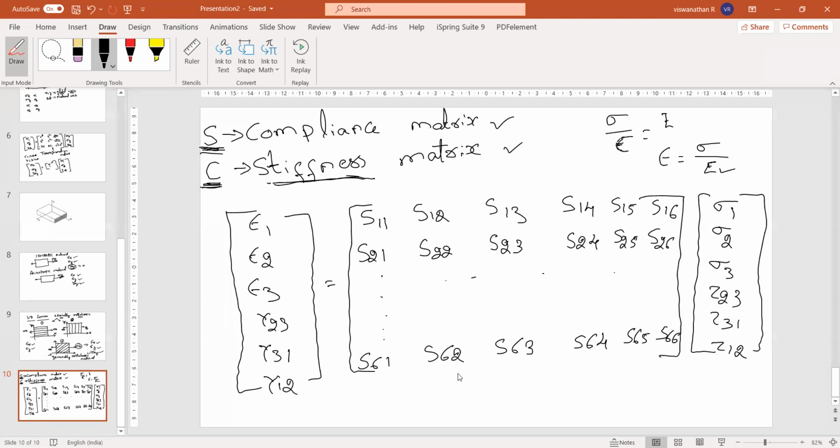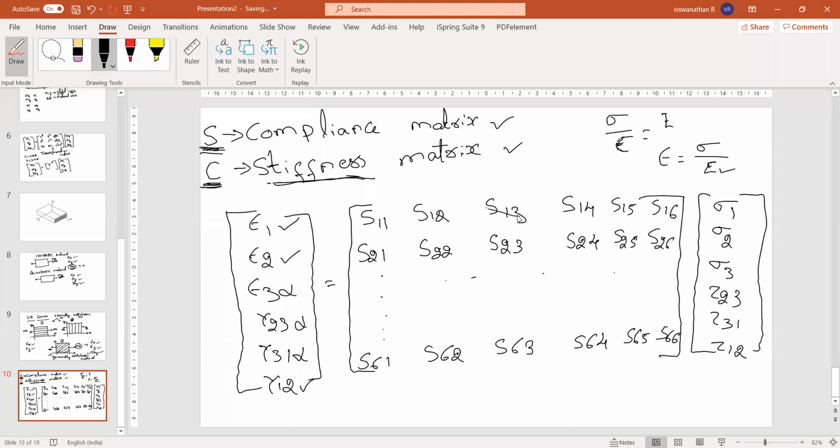How do you write this for a 2D one, a UD lamina? What all will be there? This will be there, E1, E2. Will this be there? No, sir. Will this be there? No, sir. Only the first two, 1, 2. What about this one? Yes, sir, it will be there. 1, 2.